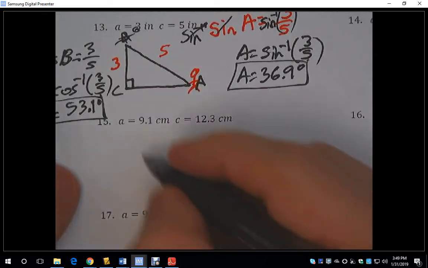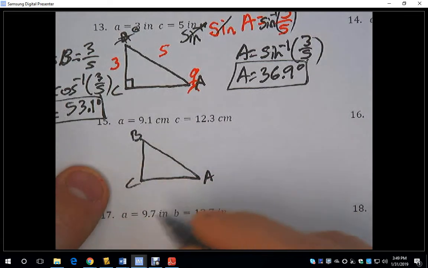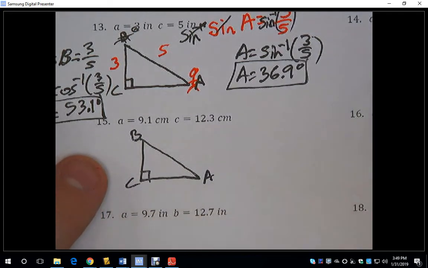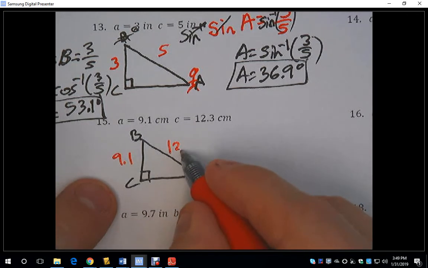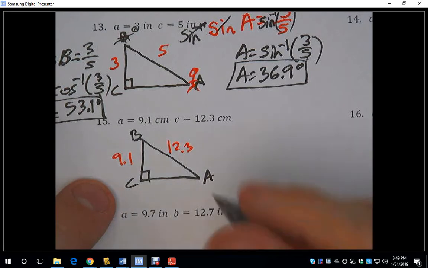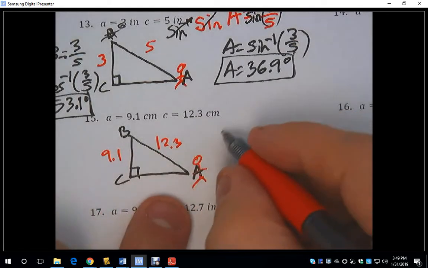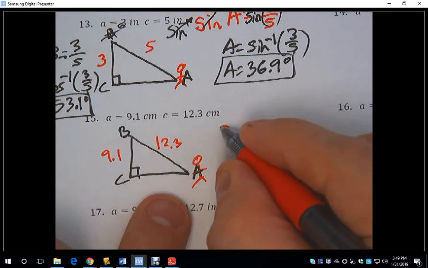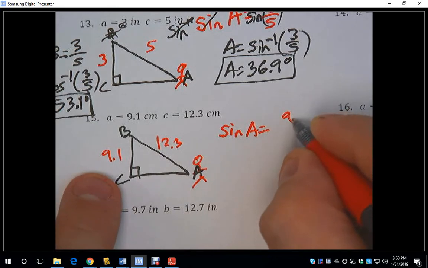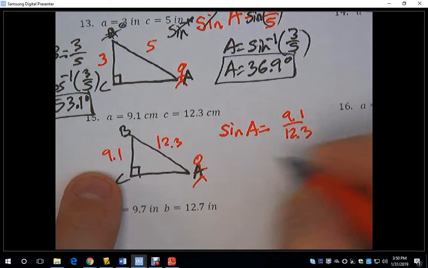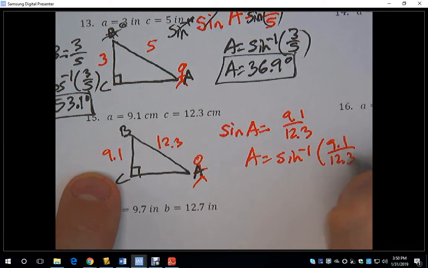Next one, I have some right triangle ABC. C is 90 degrees. Length A is 9.1. Length C is 12.3. From the perspective of angle A, we still have opposite over hypotenuse. So I'm going to use sine of angle A equals 9.1 over 12.3. We're going to use the inverse of sine of 9.1 over 12.3.